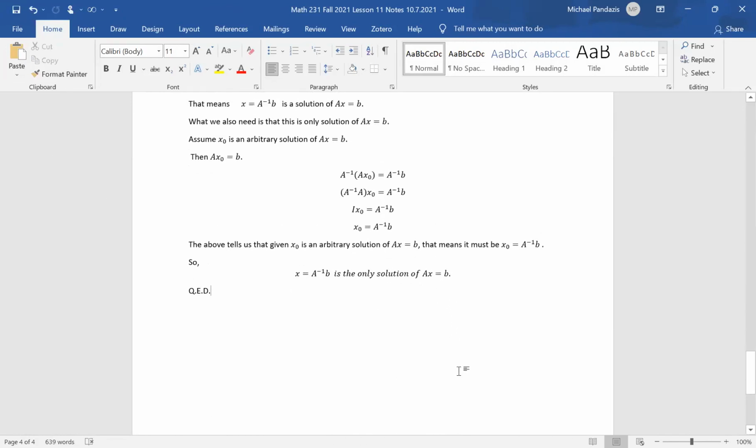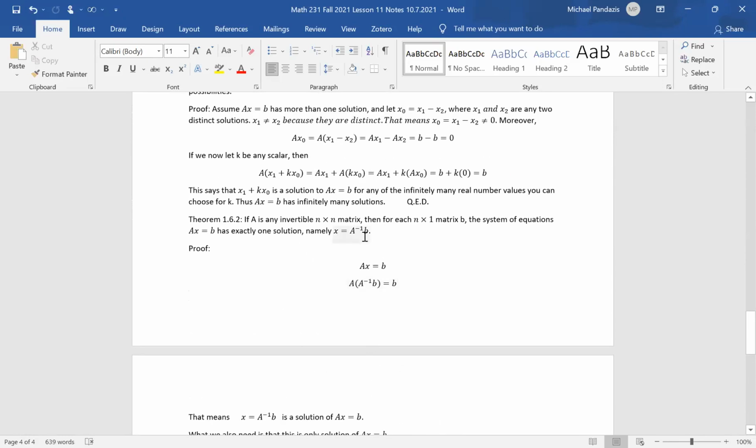So that proves that once you have an invertible n by n matrix A, AX equals B has exactly one solution, namely X equals A inverse B, right? We know it has either 0 solutions, exactly one solution, or infinitely many. In this case, when you have a coefficient matrix that's invertible, we know that AX equals B has exactly one solution, and we know what it is. It's X equals A inverse B.